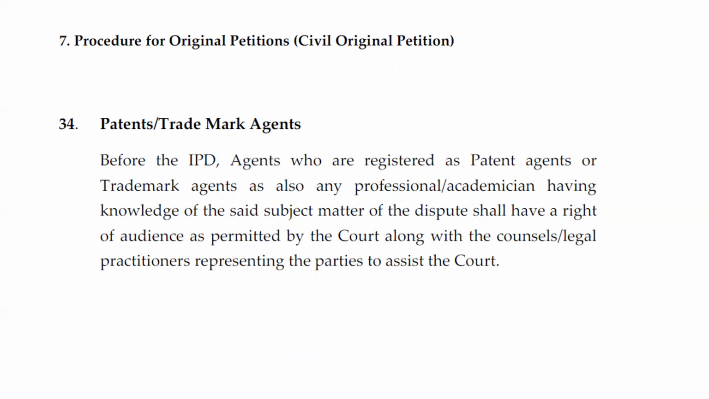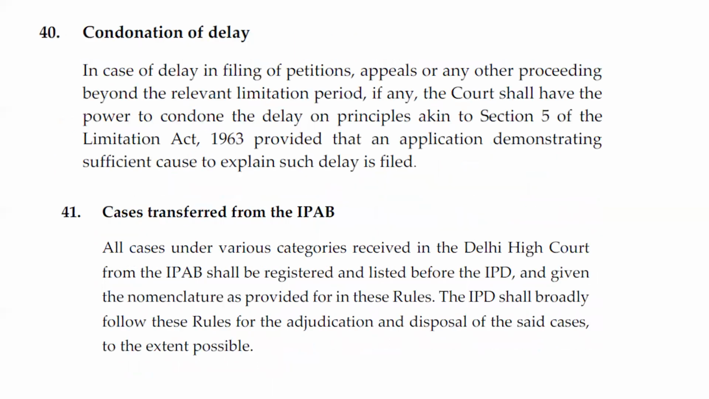Patent and trademark agents, so they also consider the patent agents. Condonation of delay: in case of delay in filing of petitions, appeals, or any other proceedings beyond the relevant limitation period, if any, the court shall have the power to condone the delay on principles akin to Section 5 of the Limitation Act 1963. And all the cases from the IPAB will be transferred to the Delhi High Court.